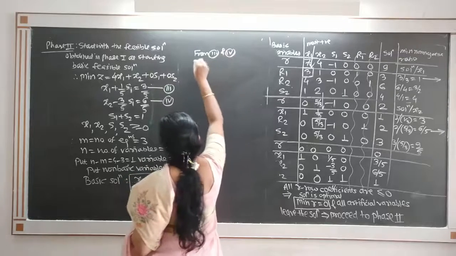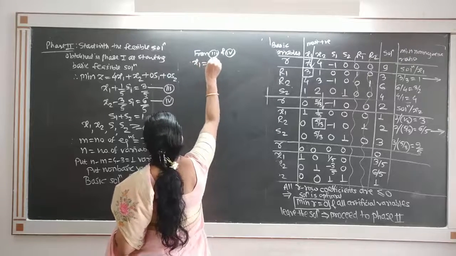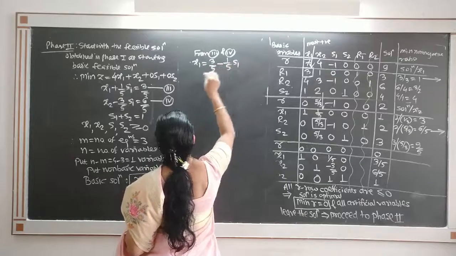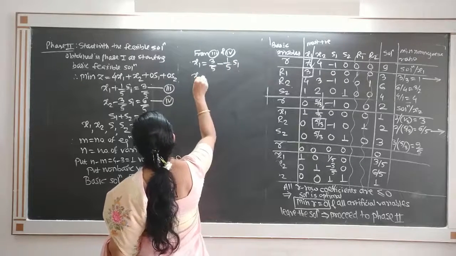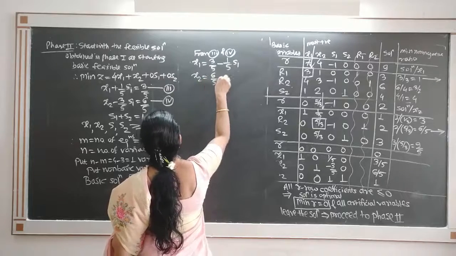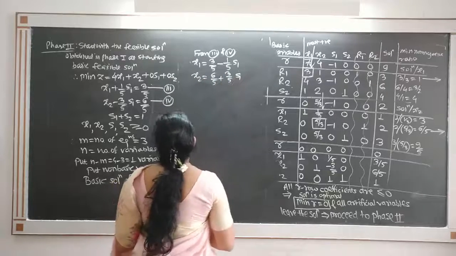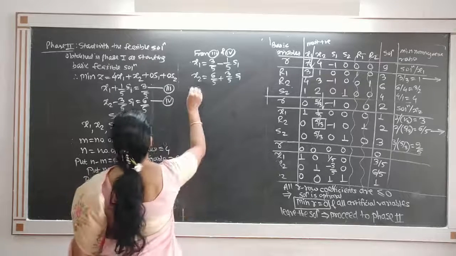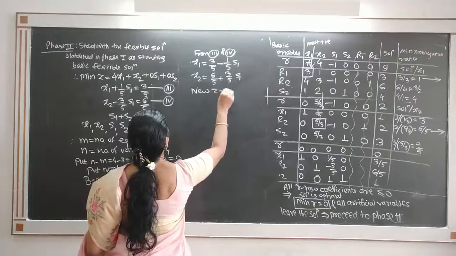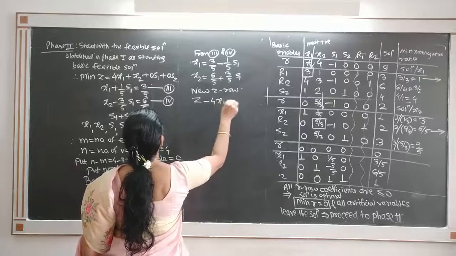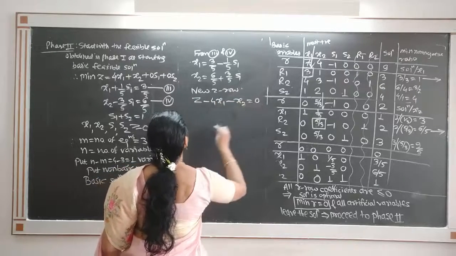So from 3 and 4 we get the values of x1 and x2. x1 is equal to 3 by 5 minus 1 by 5 S1, and x2 is equal to 6 by 5 plus 3 by 5 S1. Now the new Z row becomes Z minus 4x1 minus x2 equal to 0.